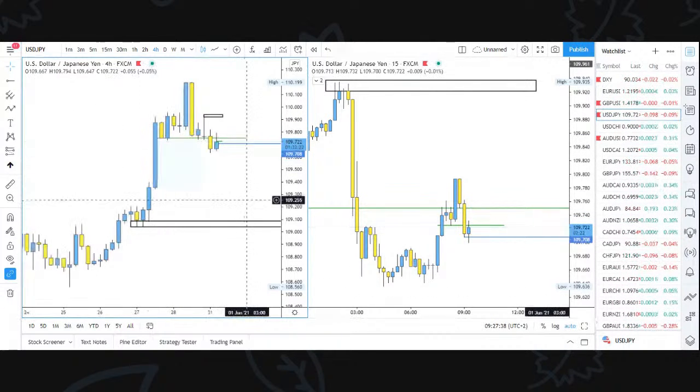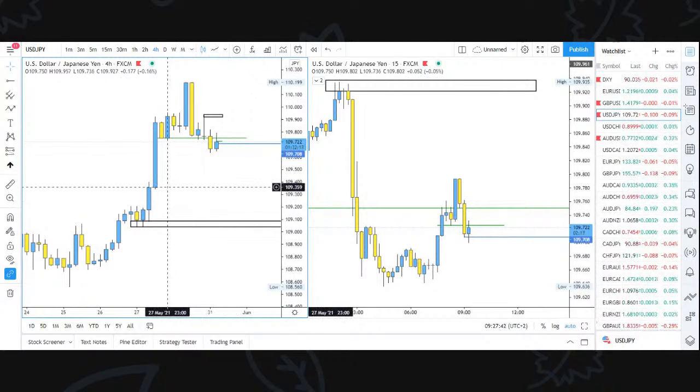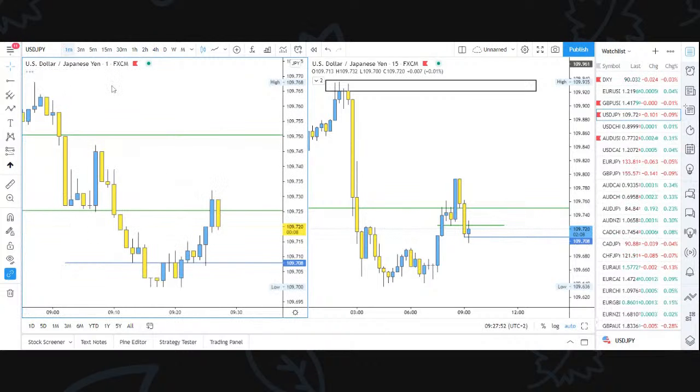We broke it with decent momentum too. So I'm expecting a bit of a movement to the downside on the 4H. That's exactly what I'm expecting. And if it doesn't happen, oh well. As you can see, we got a retest on this.